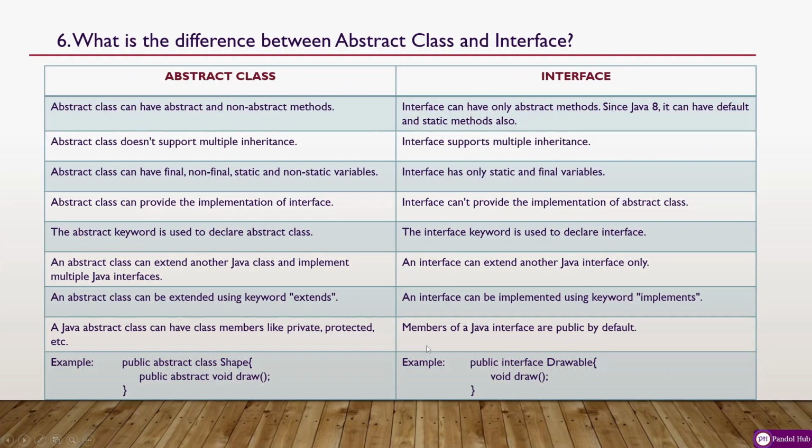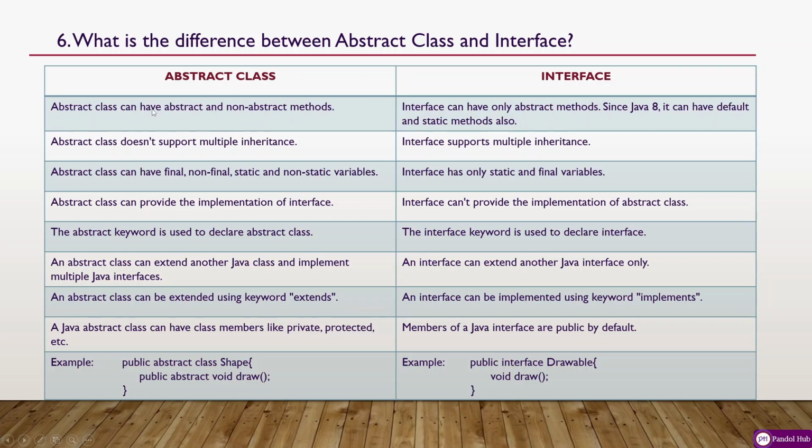So what is the difference between abstract class and interface? Going with abstract class and interface, an abstract class can have abstract and non-abstract methods. An interface can have only abstract methods. Since Java 8, it can have default and static methods too.